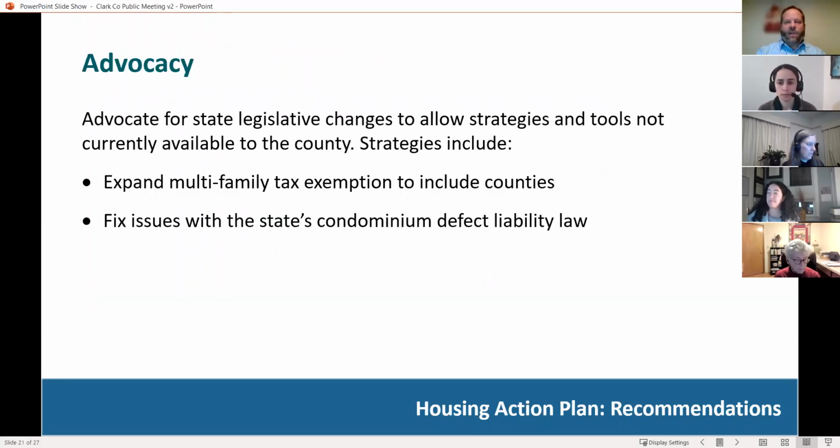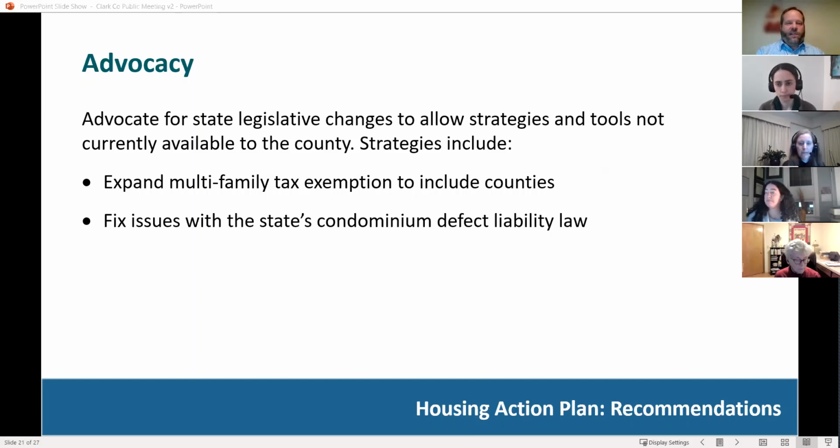Our final category is advocacy. And this is advocating for state legislative changes to allow strategies and tools that aren't currently available to the county. And I know that county council has already begun advocating for some of these things. Some examples include expanding the multifamily tax exemption to include counties. Right now, it's only available to cities as a tool.